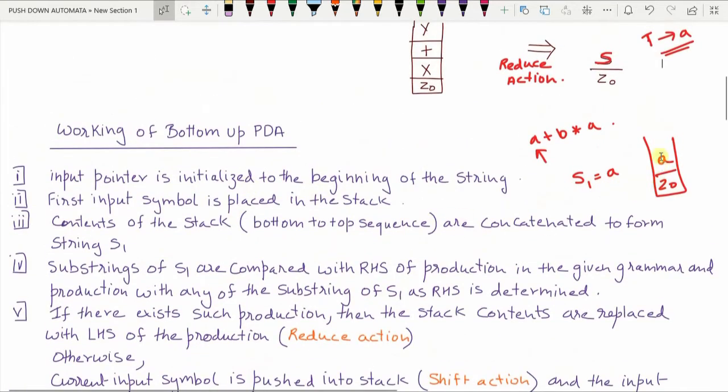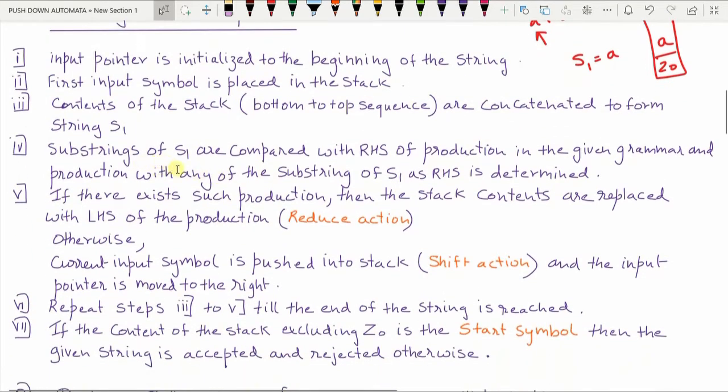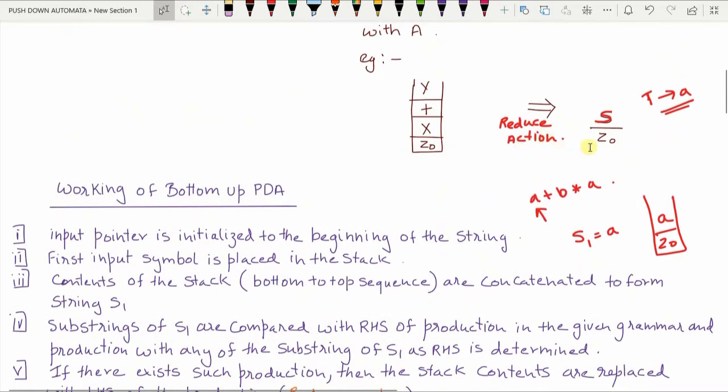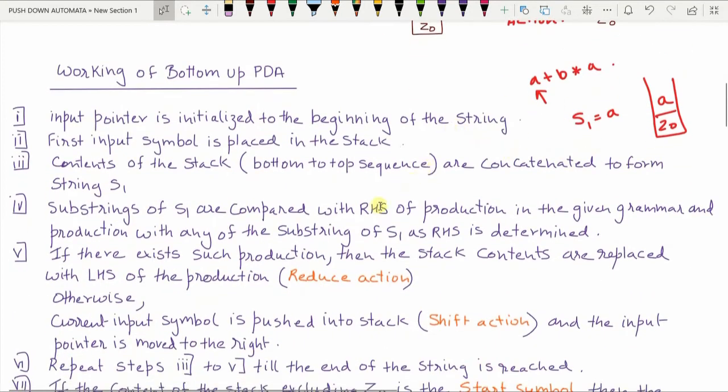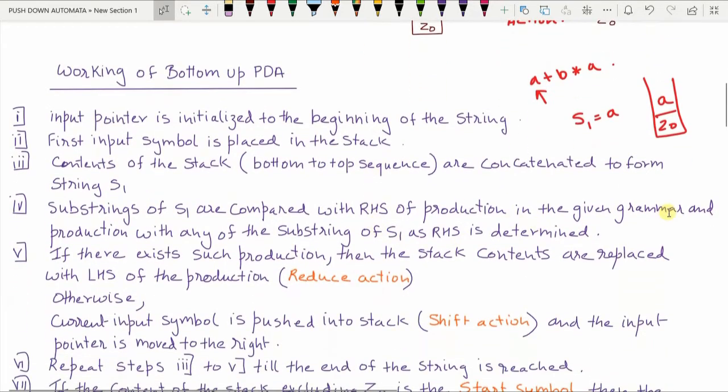So once you get string S1, which is read from bottom to top, I have just told you what is the meaning of substrings of S1. Each of these substrings of S1 is compared with the right hand side of the production. Whatever number of productions are given, each substring one by one is compared with the right hand side of each and every production in the given grammar.